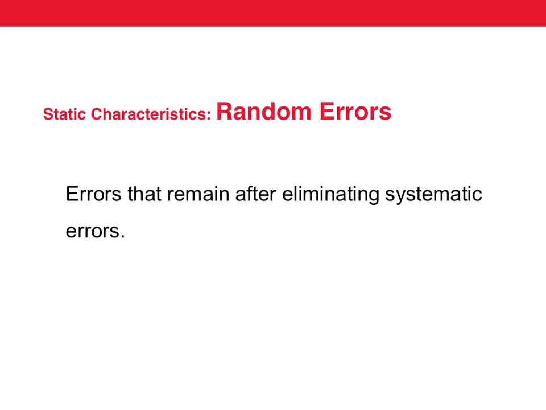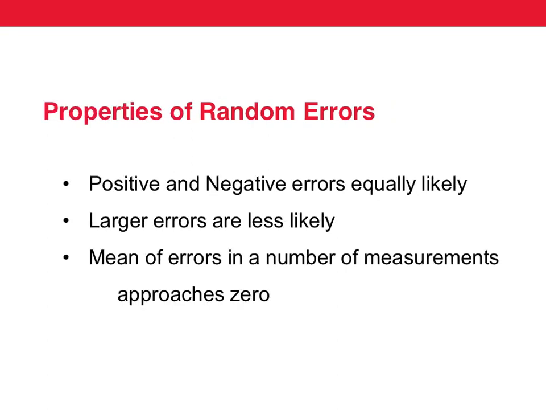On the other hand, random errors are random. These are errors that remain after eliminating systematic errors from a system. They could be caused by factors that are not under our control. And because they are random, we expect that positive and negative errors are equally likely to occur. The larger errors are usually more unlikely, because small unknown phenomena usually cause small fluctuations in the measurement and not large ones.